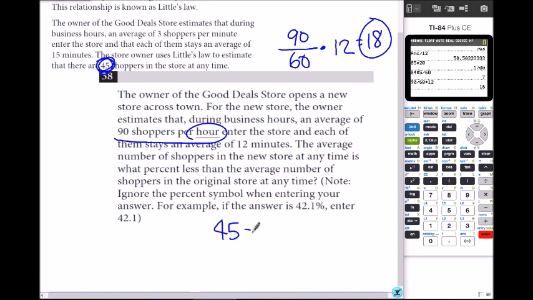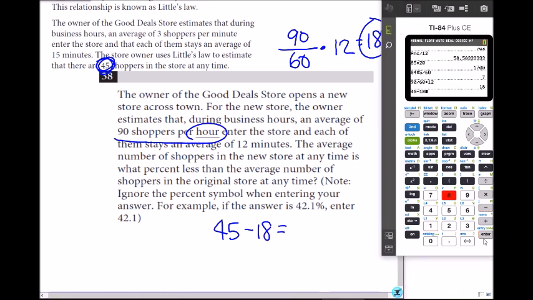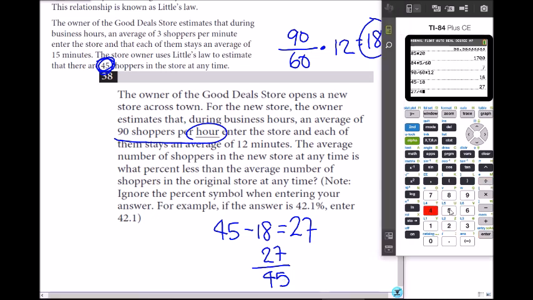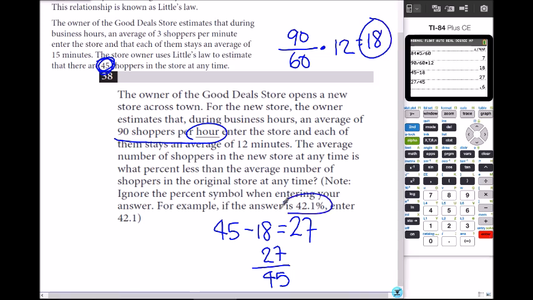So you do 45 minus 18, the difference, which is 27. But we are looking for the percentage, so it's 27 out of what? 45. So what's 27 out of 45? It's 0.6, and they want you to write it as a percentage, so it is 60. Your answer is 60.